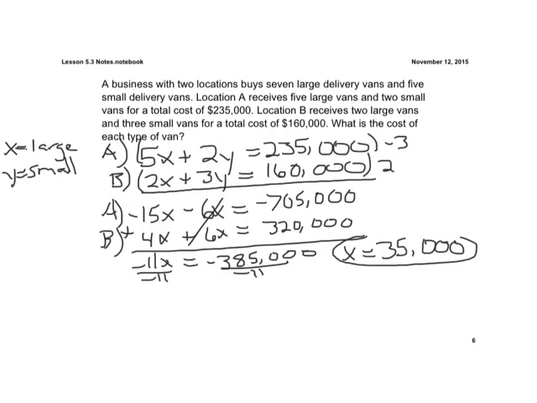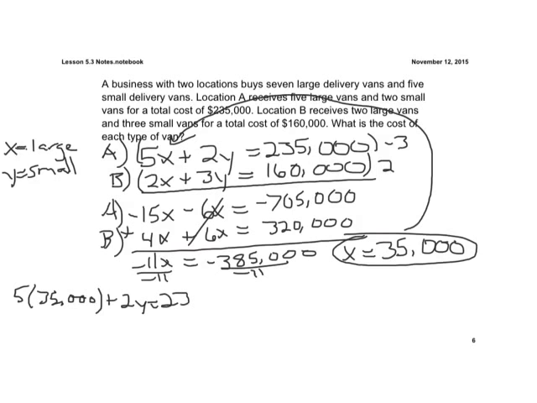Now we need the cost for small vans, so let's substitute that in to either equation. Okay, let's go into our original equations. It really doesn't matter which one. If we pick that top equation, plug that 35,000 in for x right here, we're going to have, I'm going to write kind of small here, 5 times now 35,000, because that's our x variable, plus 2y equals 235,000. We need to solve for y now. If we multiply there, we get 175,000 plus 2y equals 235,000. Big numbers.